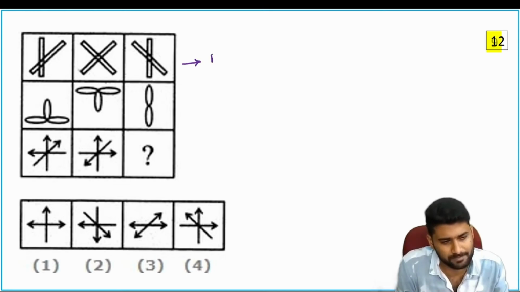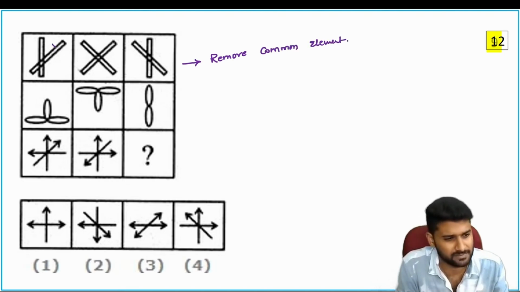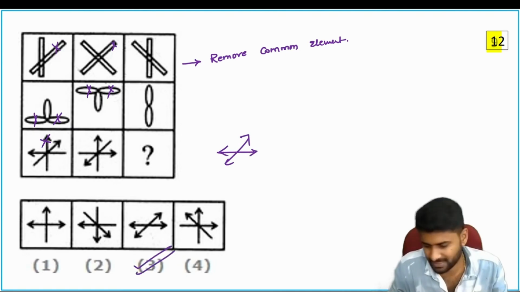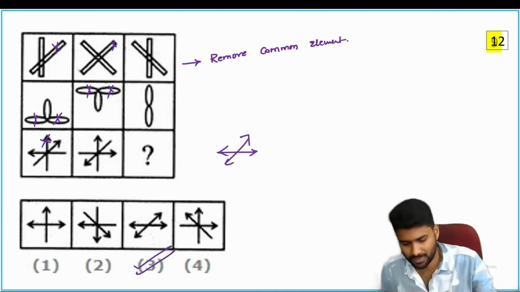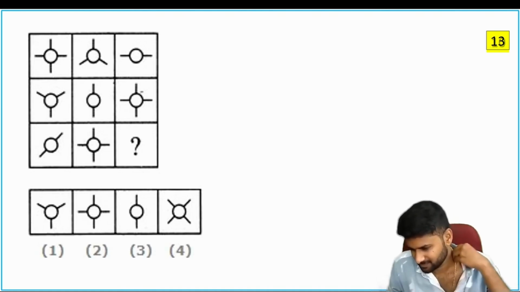Now see, just remove the common element. Remove it. That's common, remove it. Again, see, these two things are common, remove them. So what is the common thing here? This arrow is common. So your answer must be this. 3 is the correct one. Next. Where is number 3?